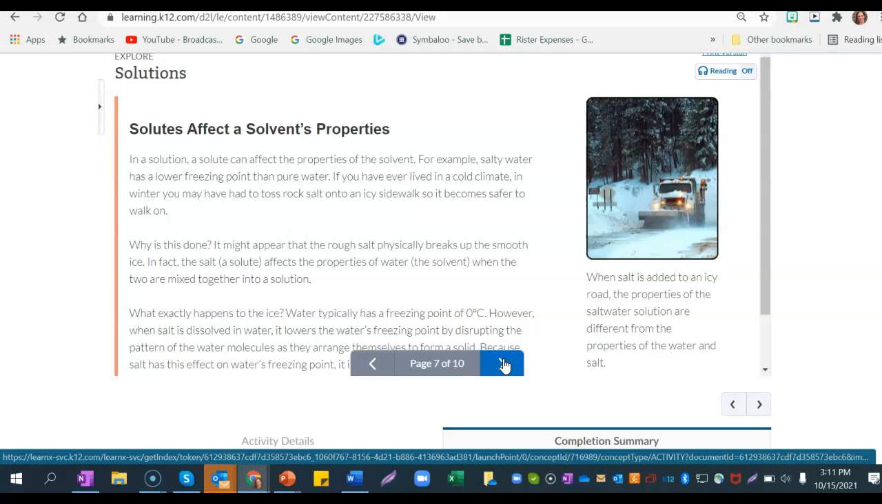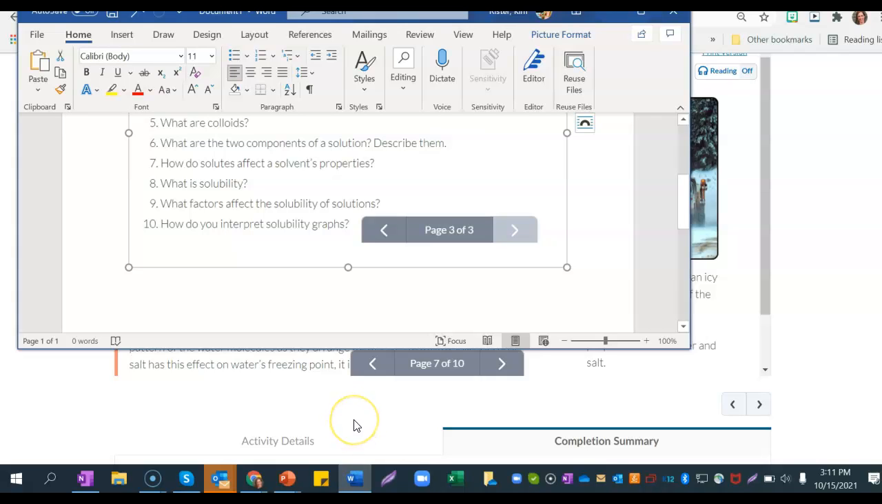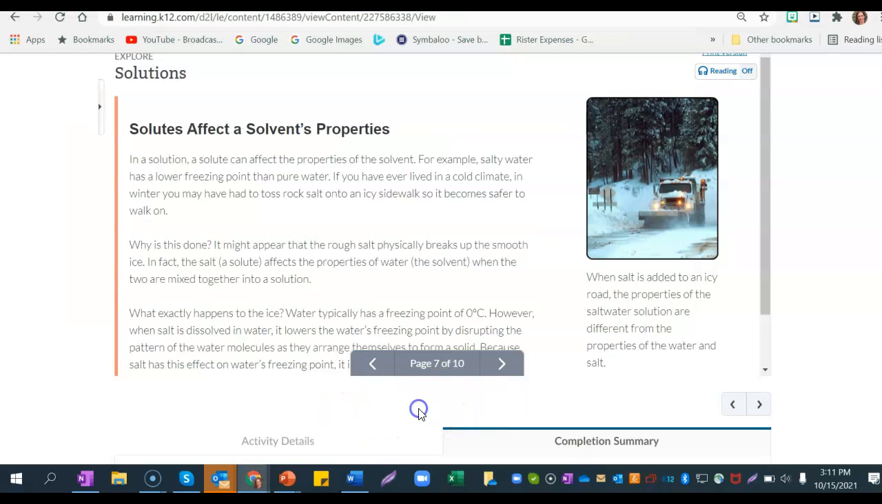So solutes affect a solvent's properties. So let's just see where we are in our questions. We did colloids, two components of a solution. We wrote solute and solvent. Hopefully you have that in the example. So now we're on number 7.